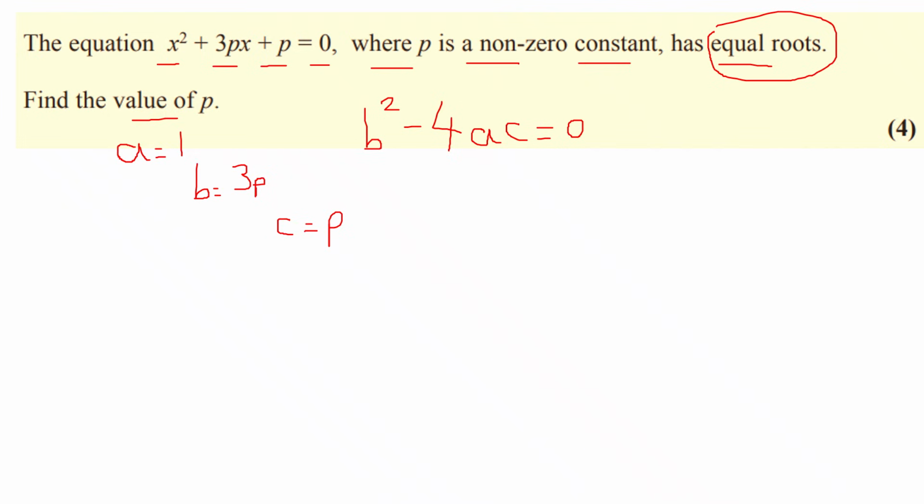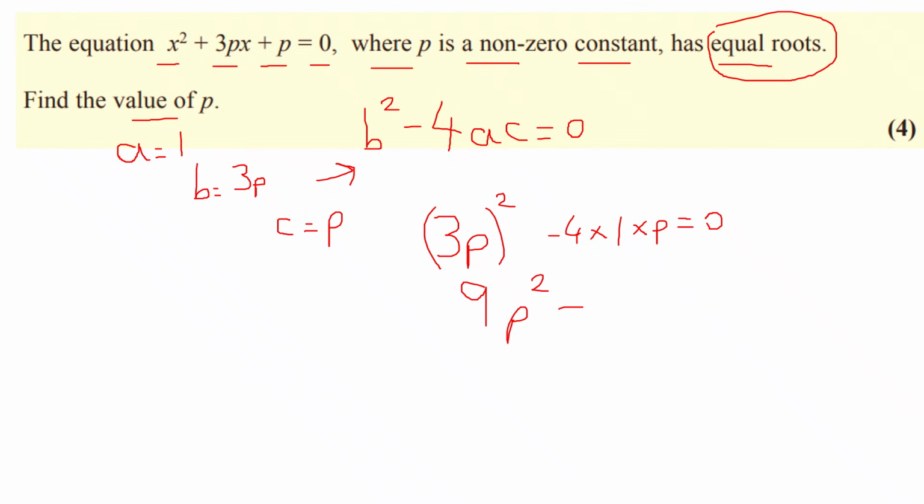I'm now going to substitute these into my equation. Being careful with my substitution, we're going to have 3p all squared minus 4 times a, which is 1, times c, which is p, is equal to 0. 3p all squared is 3p times 3p, which is equal to 9p squared. We do 3 squared is 9, and we have p squared. Minus 4 times 1 times p, so minus 4p is equal to 0.